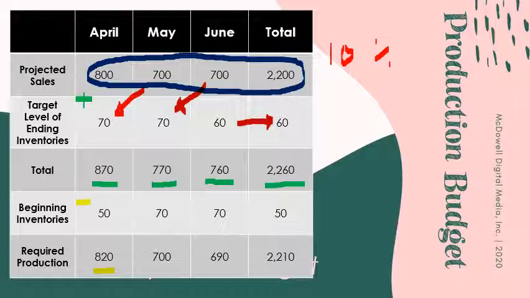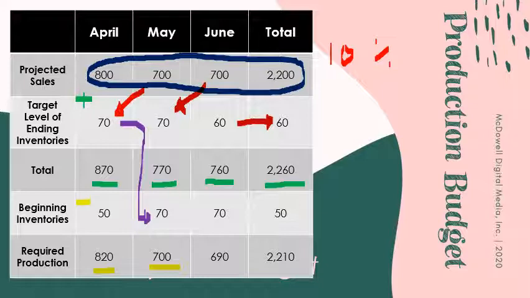Next, pagdating naman kay May, ano yung magiging beginning inventories mo? Yung magiging beginning inventories mo ay yung ending inventories nung nakaraang buwan. Okay? So, dahil ito yung ending inventory mo ng April, that will be your beginning inventory on May. So, 770 minus 70, we have here 700.